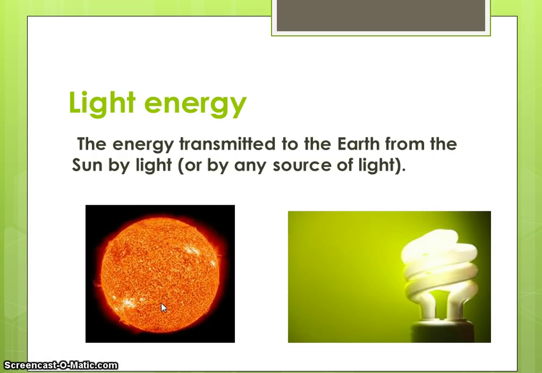The next one is light energy. Light energy is any visible light that you see. It comes from the sun. We get most of our visible light from the sun. We also can create visible light with light bulbs. If you have a bonfire, your bonfire not only gives off heat energy, thermal energy, it also gives off light energy.